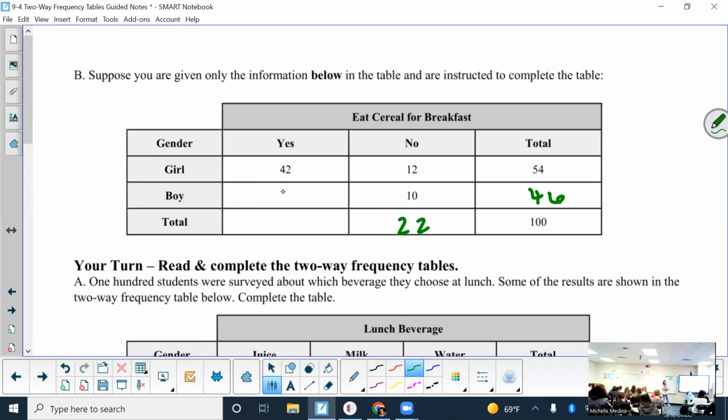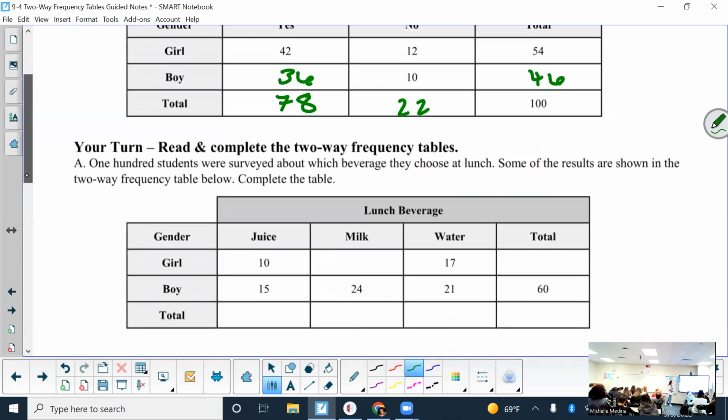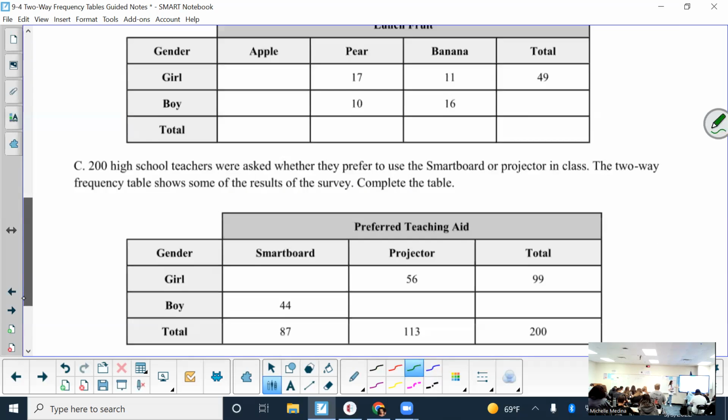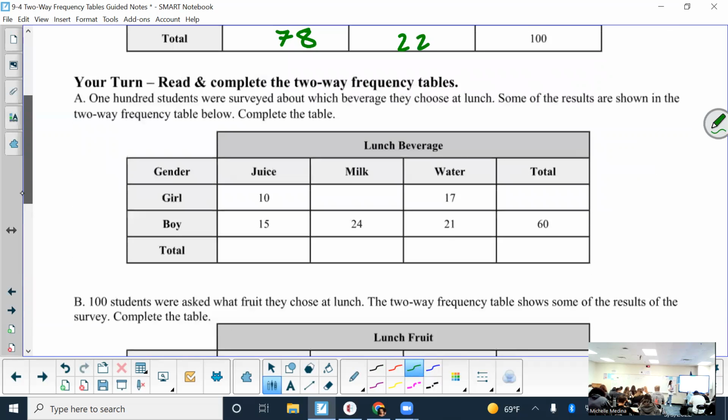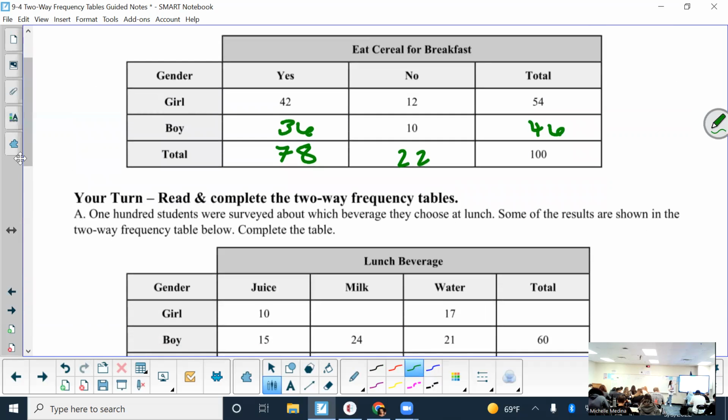How many boys said yes? And then lastly, what are the total number of people that said yes? Good. Double check it, make sure it makes sense. Do these add up to 100? Do these add up to 78, 22, 100? All right, good. You guys try it now. I think there's 3 of them for you to try. You need to read the instructions closely like you did in these two examples. Those 3 tables, I'll give you 3 minutes.